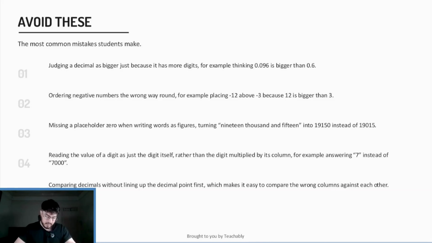And then comparing decimals without lining up the decimal point first, which makes it easy to compare the wrong columns against each other. We did 2 big examples of those. Please go back and you can very easily see how I'm looking at the first column. Is there a 0 there or is there a digit? Okay. If there's a 0 there, then that's automatically smaller than a number or a decimal that has a digit in that. And then if you've got multiple decimals with that digit, then compare which digit size is bigger. If it's a 3 comparing to a 9, obviously the 9 is bigger than the 3. So those are things to avoid.